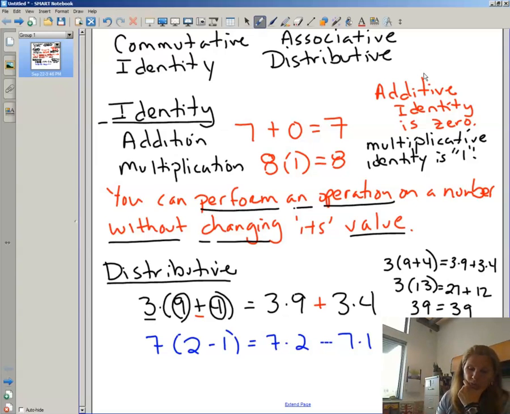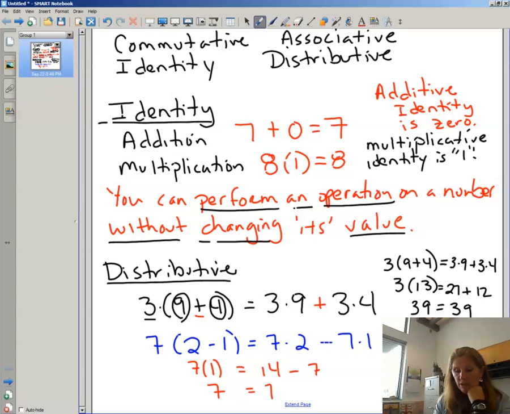2 minus 1 is 1. And 7 times 1 is 7. Over here, 7 times 2 is 14. Minus 7 times 1 is 7. And 14 minus 7 is 7. So both sides equal when you do that.